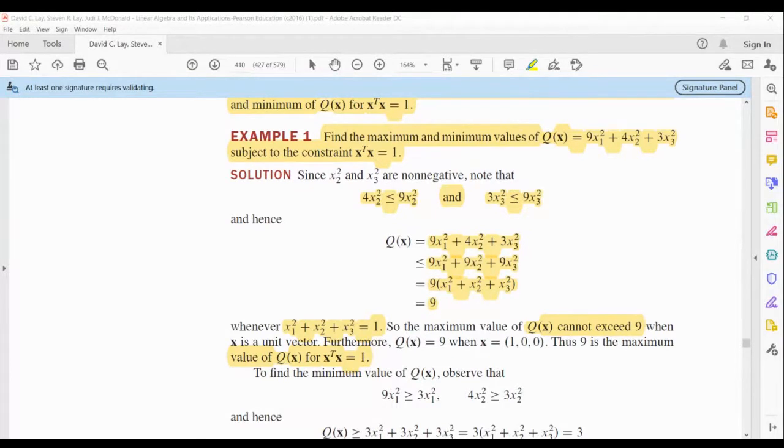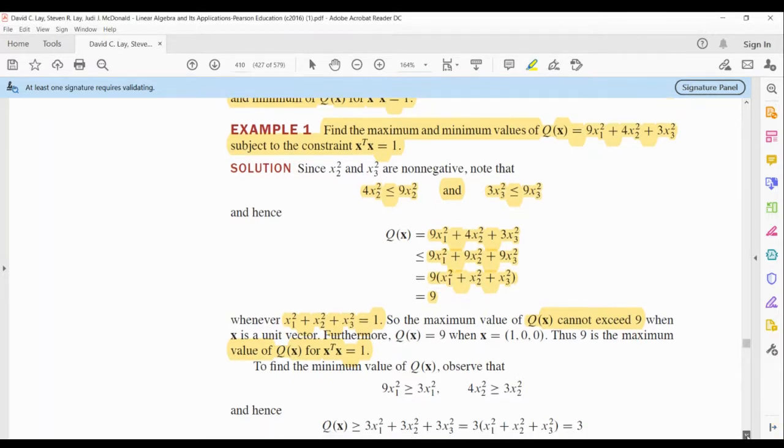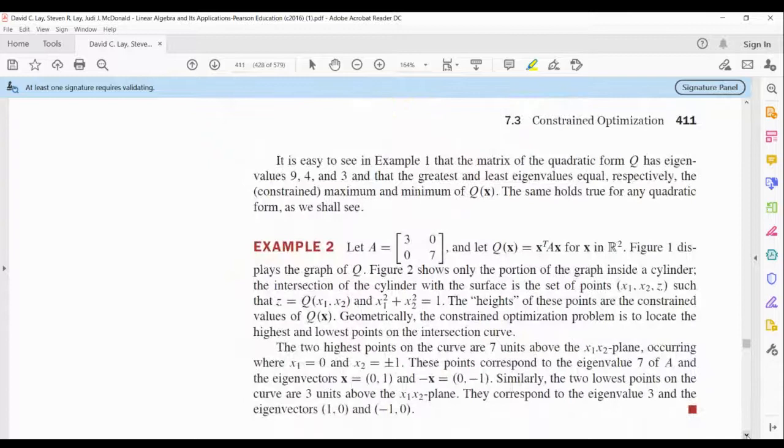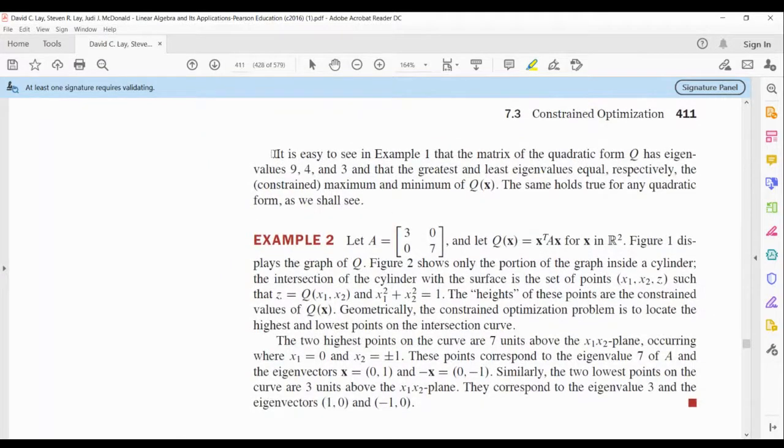9, 4, and 3. Okay, and so it's easy to see that the matrix of the quadratic form in this example has eigenvalues 9, 4, and 3, and that the greatest and least eigenvalues equal, respectively, the constrained maximum and minimum for the quadratic form. Okay, and they make that comment, and the same will hold true for any quadratic form, as you will see.